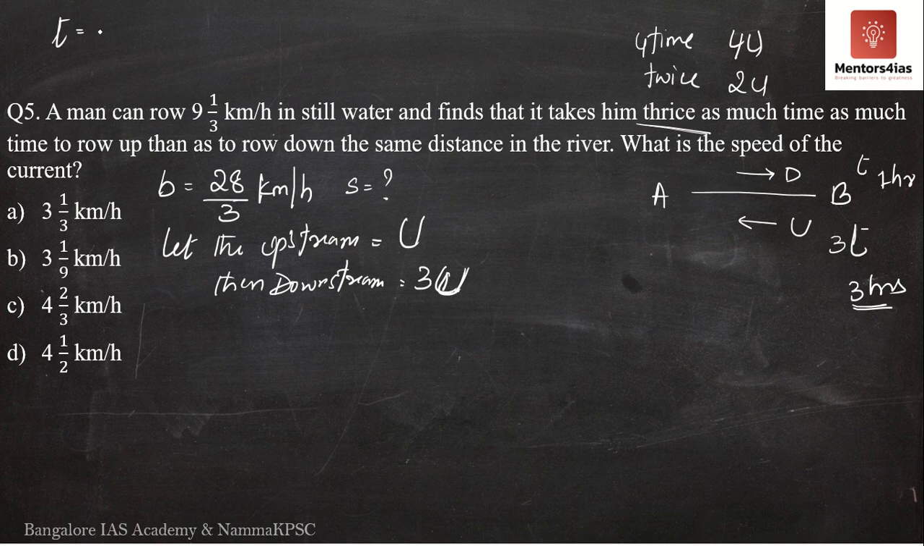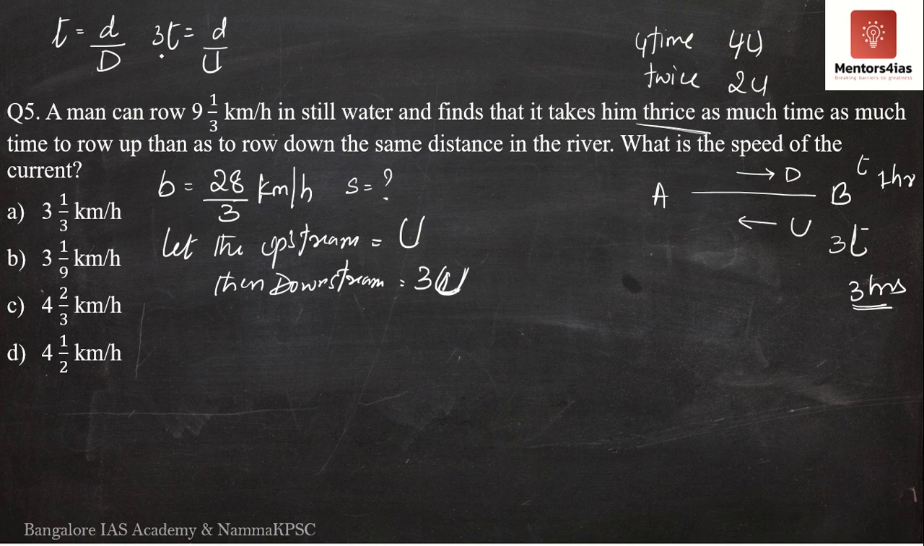If t is the time taken to travel downstream, this is the downstream speed. D is the distance traveled from A to B, and capital D is the downstream speed to travel this distance D in time t. Then if he is now traveling upstream covering the same distance, in that upstream speed he will take 3 times the time.